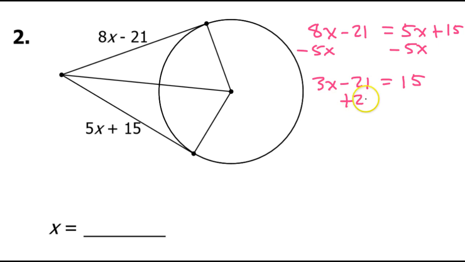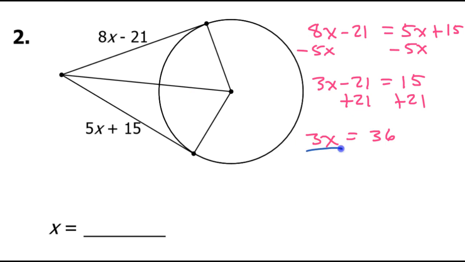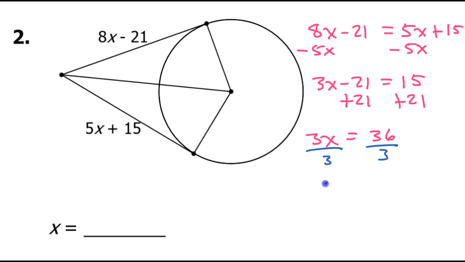Time to add 21 to both sides. So that leaves me with 3x is equal to 36. To get x by itself, of course, we will divide both sides by 3. And that will give me x is equal to 12.